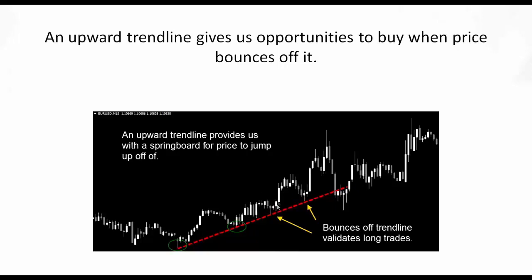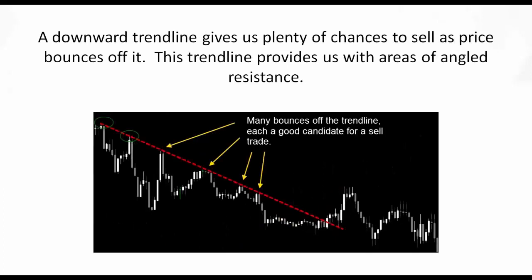And then we get the bounces off the trend line, comes back to the trend line. And then if we get a signal in here, this becomes a favorable signal because it's bouncing off the trend line. Same thing with this area. Bounces off the trend line, becomes a favorable signal to go long because we have that bounce off of an established trend line. A downward trend line gives us plenty of chances to sell as price bounces off of that too. This trend line provides us with areas of angled resistance, and that's all a trend line is: support and resistance at an angle.